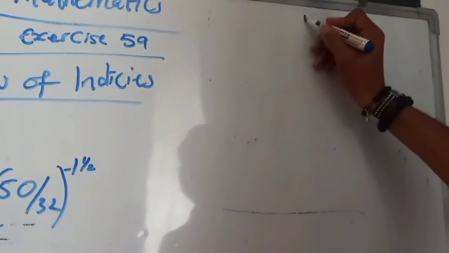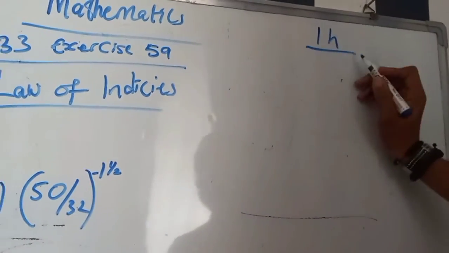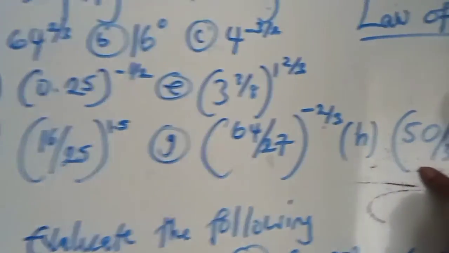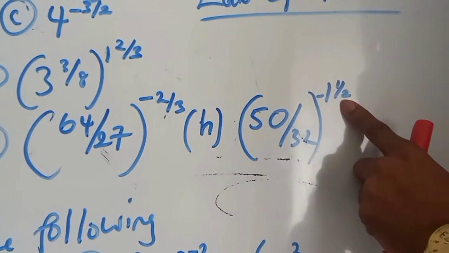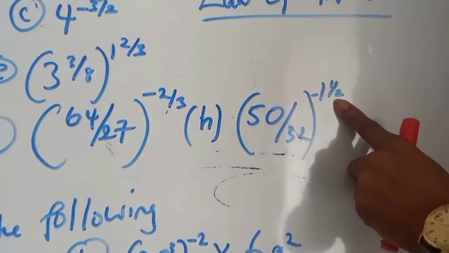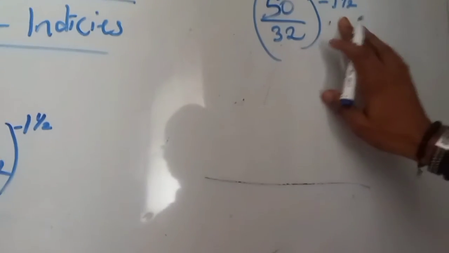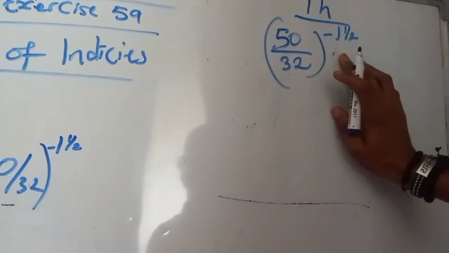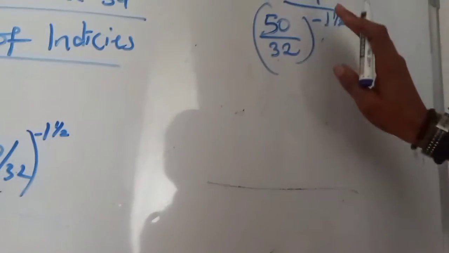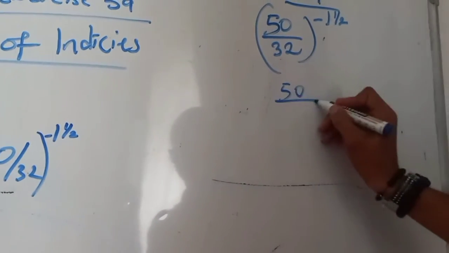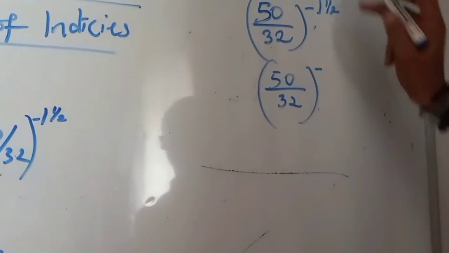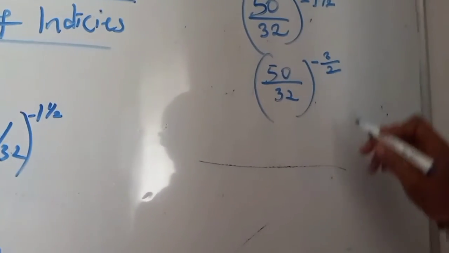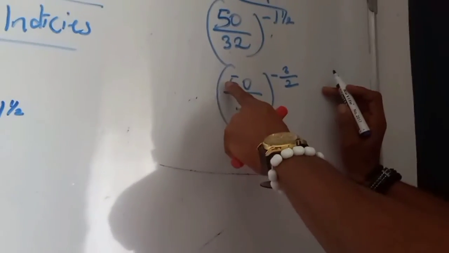We go to our number 1H. Exercise 1H, which is 50 over 32 raised to minus 1 whole number 1 over 2. So what happened? I convert this mixed fraction to a proper fraction. Which means 2 times 1, 2 plus 1 is 3, so 3 over 2. So 50 over 32 raised to minus 3 over 2.